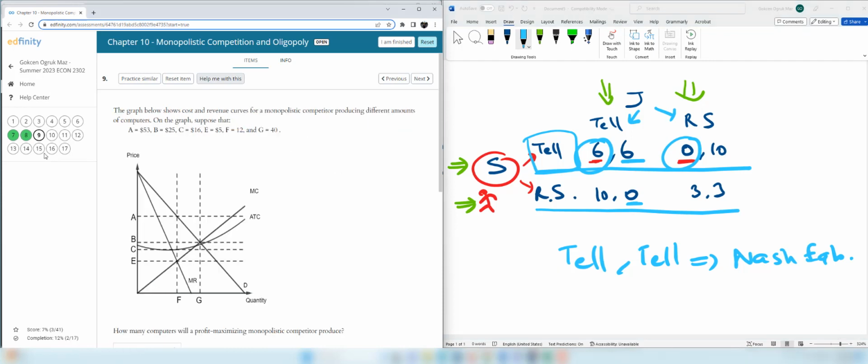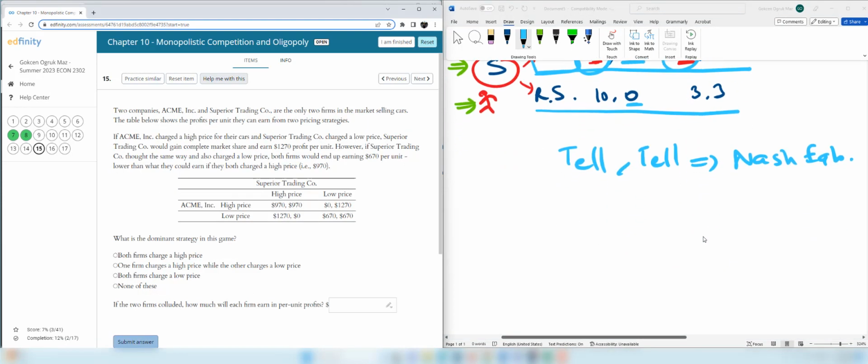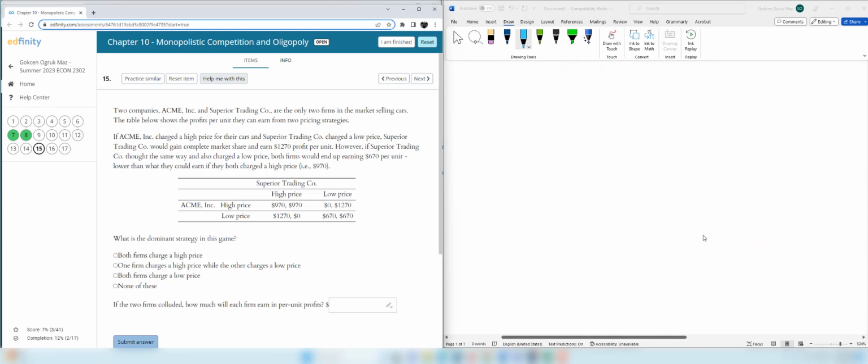Now the next question I'm going to solve is question 15 to make sure we understand the Nash equilibrium. We have two companies, Acme Inc. and Superior Trading Co., the only two firms in the market selling cars. The table below shows the profits per unit they can earn from two pricing strategies. If Acme Inc. charges a high price for their cars and Superior Trading Co. charges a low price, Superior Trading Co. would gain complete market share and earn $1,270 profit per unit. However, if Acme thought the same way and also charged a low price, both firms would end up earning $670 per unit, lower than what they could earn if they both charge a high price.